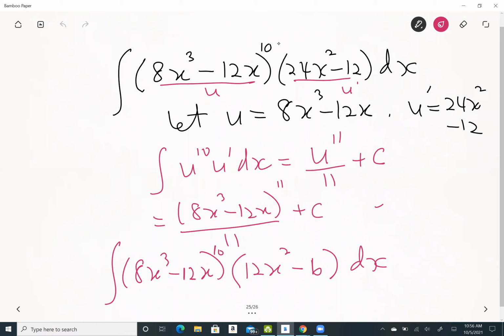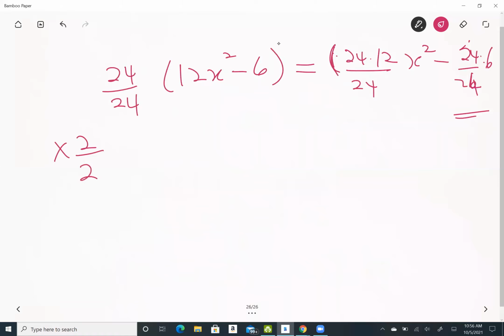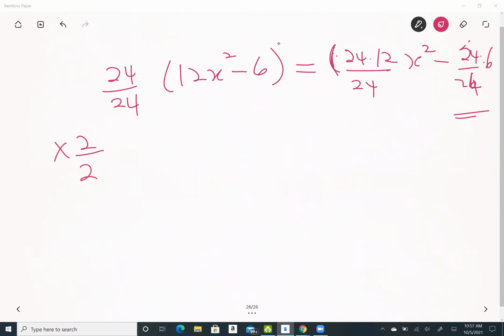If you multiply by 2, you got 24 minus 12. But you cannot just multiply by 2. You have to multiply by 2 over 2. So if you multiply by 2 over 2, then what you will have is 1 over 2 multiplied by 24x squared minus 12. Okay, then you can do it.